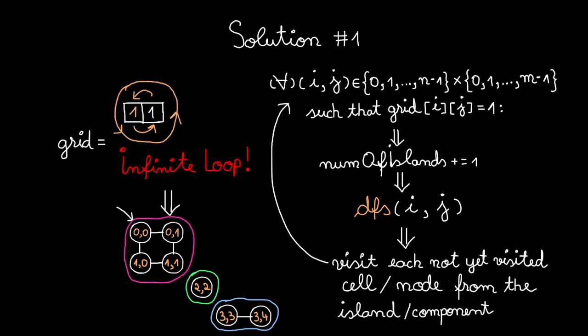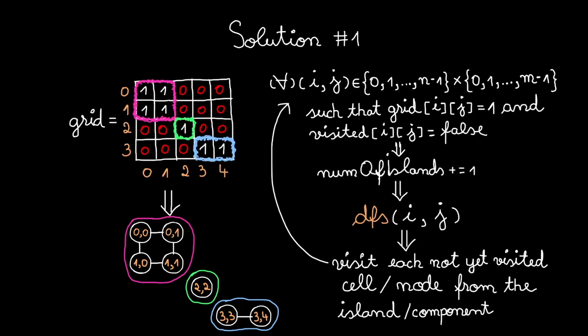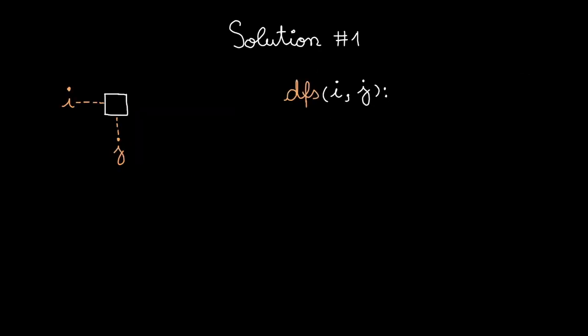Remember the infinite loop problem that we have talked about earlier? Let's make sure that doesn't happen and store an extra matrix of booleans called visited, which will initially be populated with only false values. This new matrix is going to be updated while we visit each new cell in the DFS function. Note that you can even mark these cells as visited by directly changing their value in the input grid to 0. Now, let's talk about the DFS function.